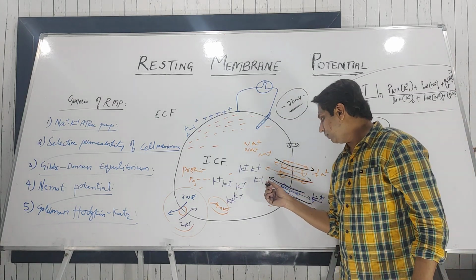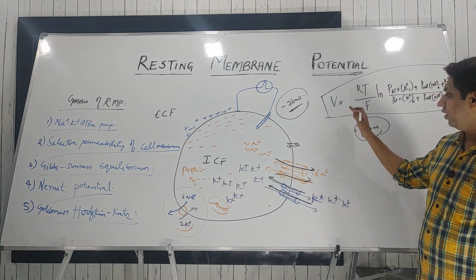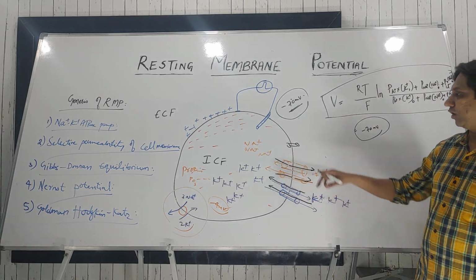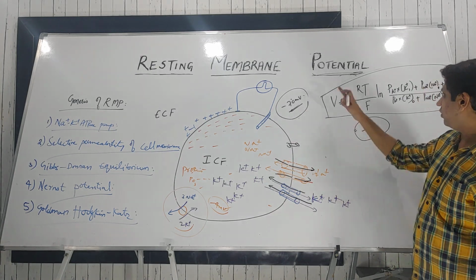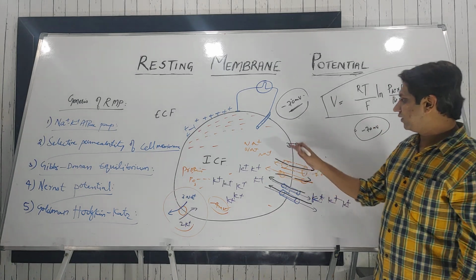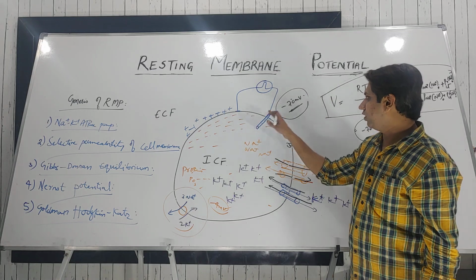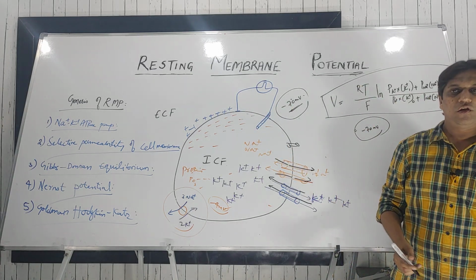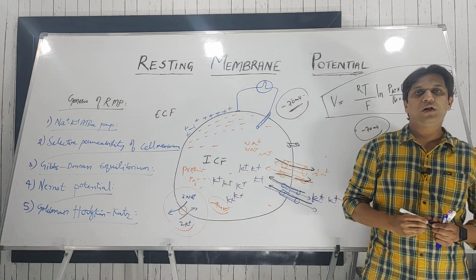Now the equilibrium potential, that is the Nernst equation, for potassium is minus 94, for sodium it is plus 61, chloride minus 71. If we sum up all this along with the permeability, then the total potential will be negative inside. How much negative? Minus 70 millivolt, okay. So this is all about the resting membrane potential.